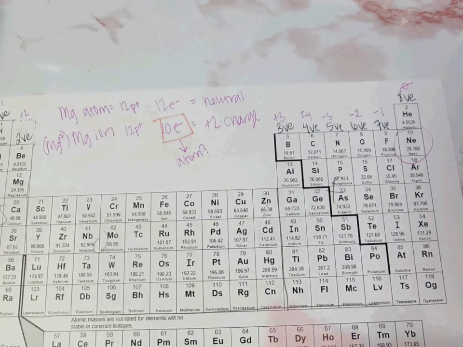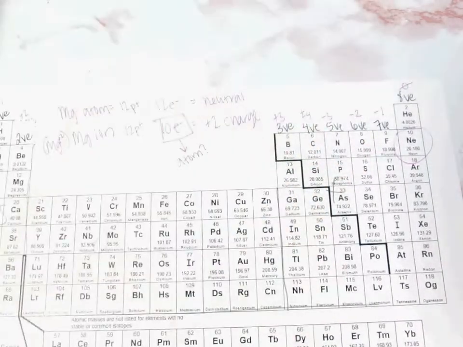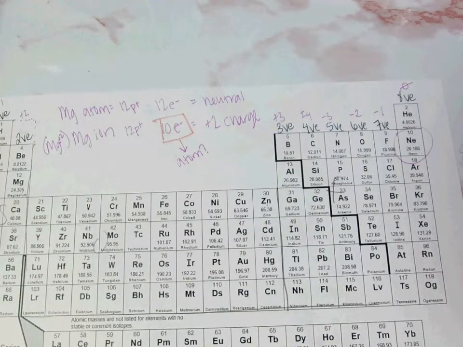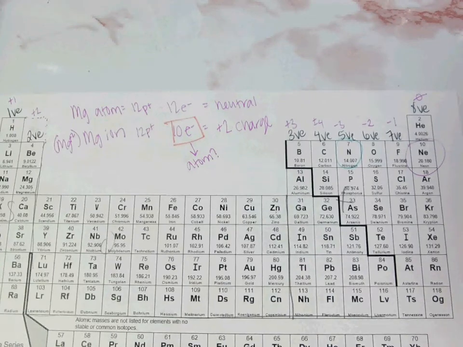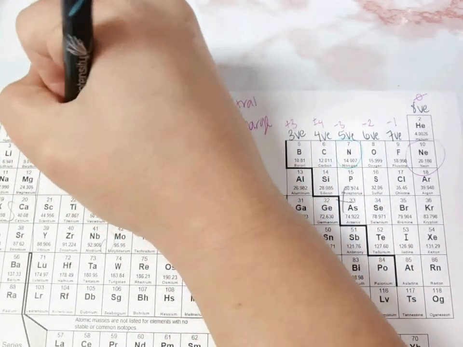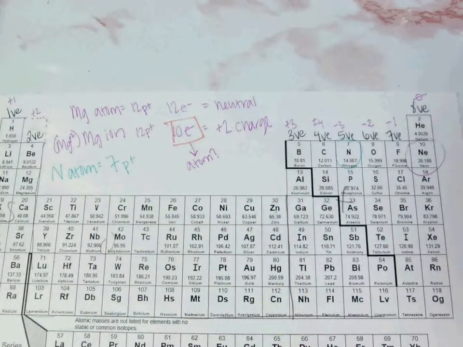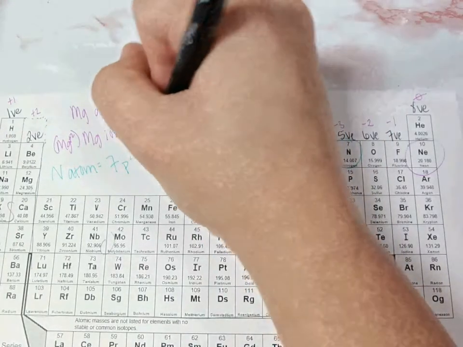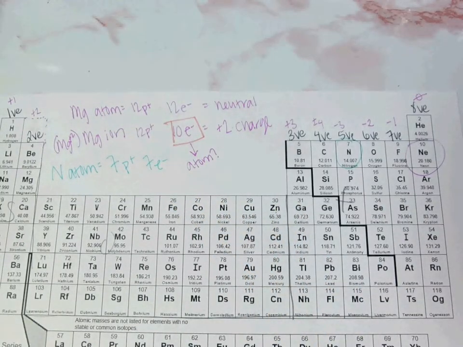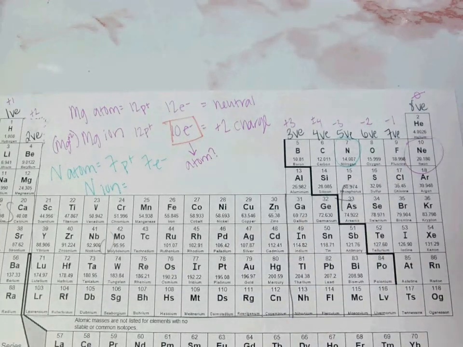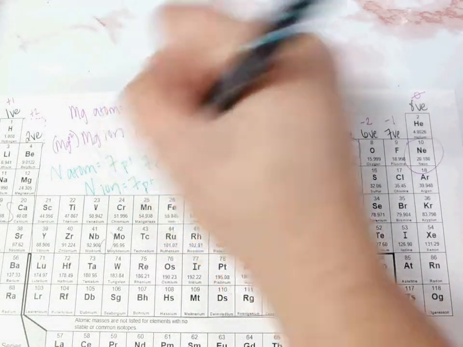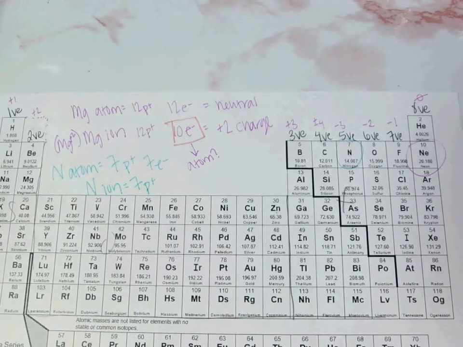Let's pick a different one. Let me use a different color. So instead of magnesium, let's do, I don't know, nitrogen. So if I am nitrogen as an atom, how many protons do I have? Okay, so I have 7 protons. How many electrons would it have? 7 electrons. Again, that would be neutral. If I am nitrogen as an ion, how many protons do I have? 7 because I'm still nitrogen. How many electrons would it have?